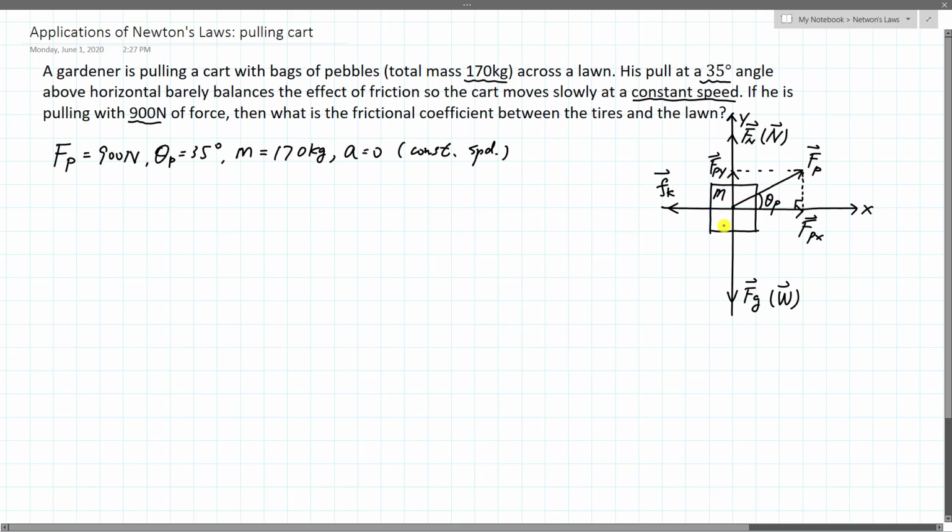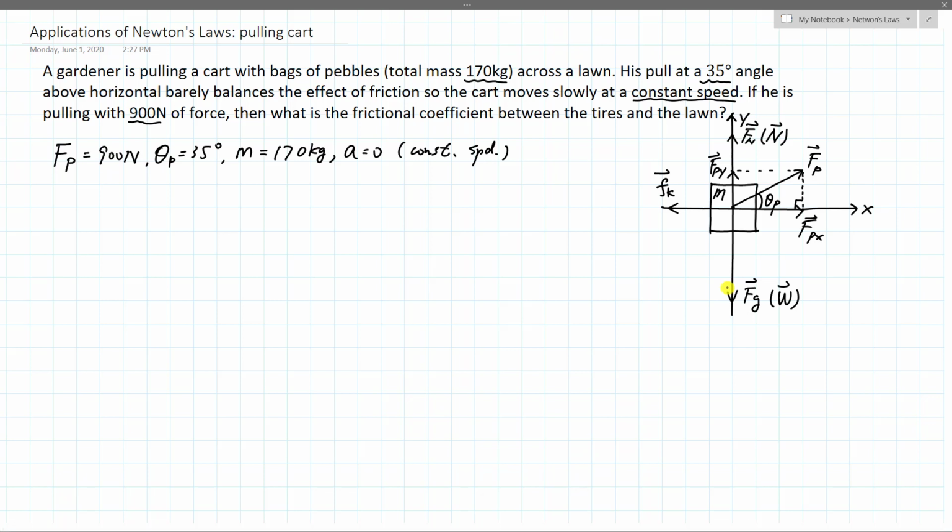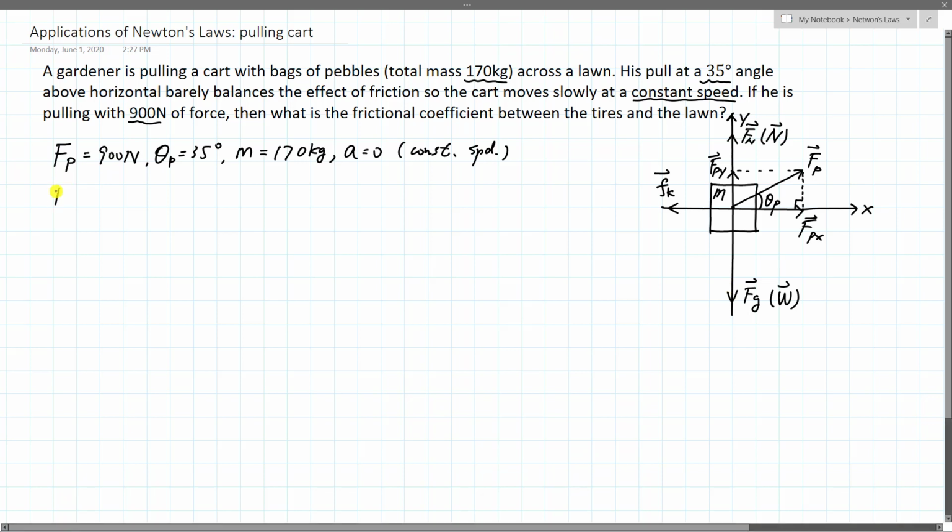So now that we have them broken into components, the x direction has these forces: Fp's x component and also friction. The y direction has three forces: normal force, Fp's component up, and also gravity down. So now that forces are decomposed into their respective axes, we can start using Newton's second law. So let's calculate Fpx.